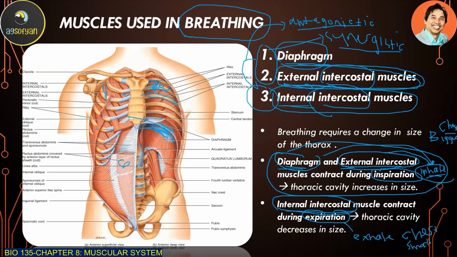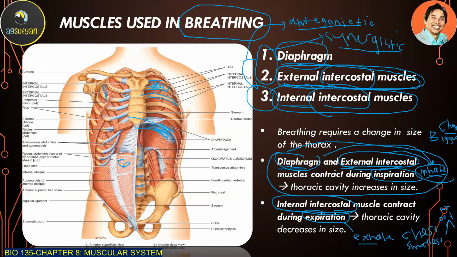Just like you push a balloon. When you push the balloon, the balloon will be smaller and the air will be out. The air out. So this is the exhalation. So this is how it works. The internal intercostal muscle, when it is contracted, it actually will press our chest, become smaller. It will push the air out.